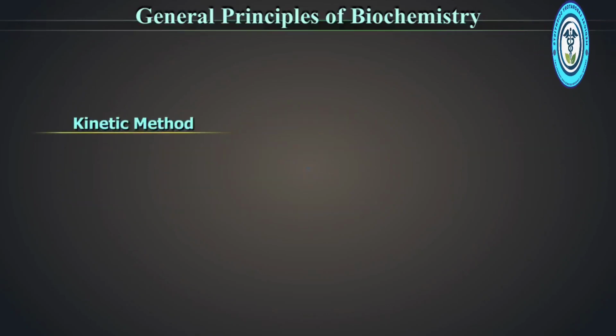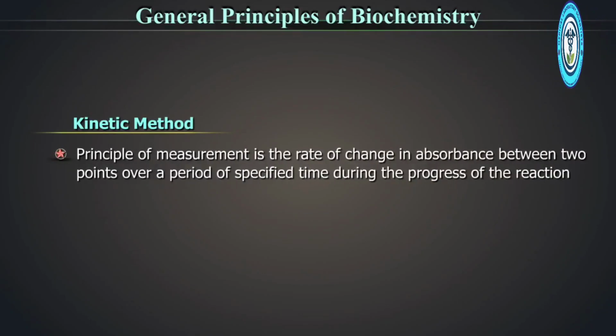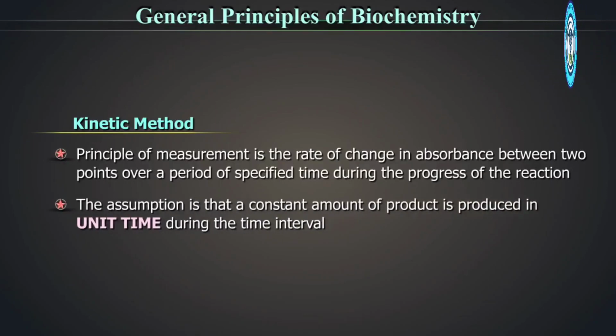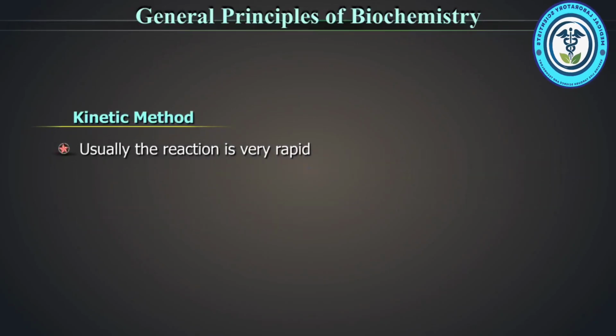Kinetic method. The principle of measurement is the difference in absorbance between 2 points over a period of specified time during the progress of the reaction. The assumption is that a constant amount of product is produced in unit time during the time interval. This is also rate chemistry, but the principle depends on the progressive reaction. Usually the reaction is very rapid and thus reaction time is short to avoid any danger of enzyme degradation.